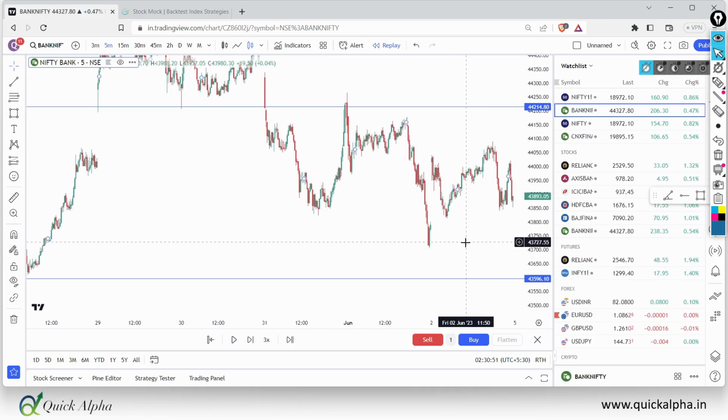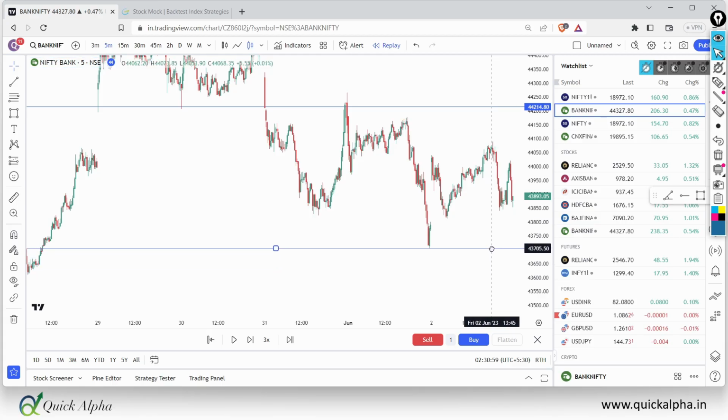So at this particular point in time, I would very well shift my support from 43,600 to 43,700. So let me also give you the reason why exactly I would do that, because multiple times I did see the market was taking support right over here around 43,848. Given that the market is finding support around this level itself, it does not make sense for me to keep my support level so low.